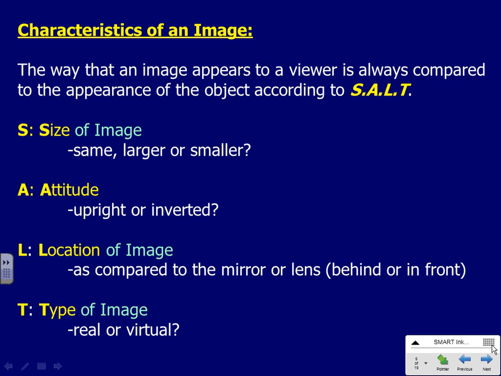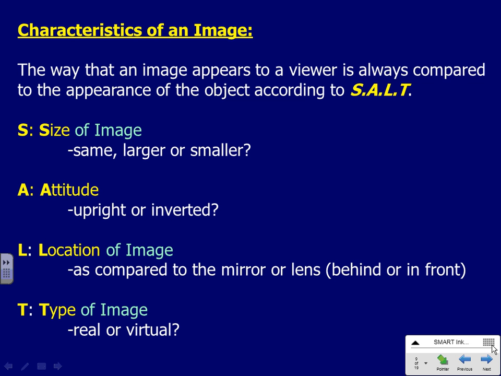Now, image type. There are two types of images that can exist. One is a virtual image. A virtual image is an image that the light doesn't actually come from that location. That's a tricky way to describe it. A second way to describe it is a virtual image cannot be projected onto a screen. And a third way to describe it, to see a virtual image, you have to look into the optical device. You have to look into a mirror to see your image.